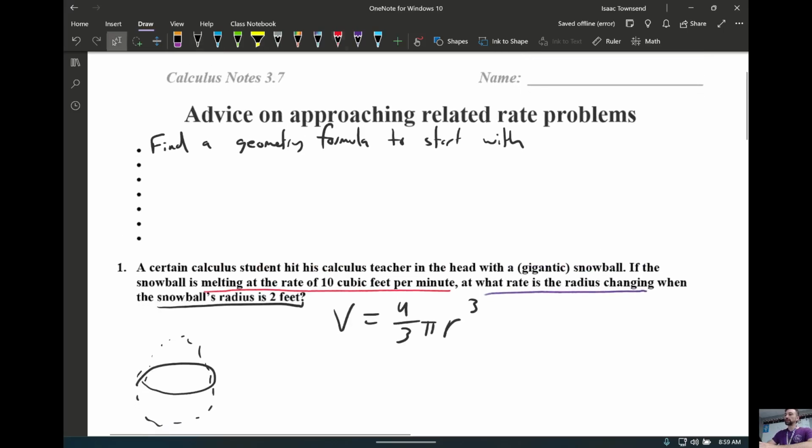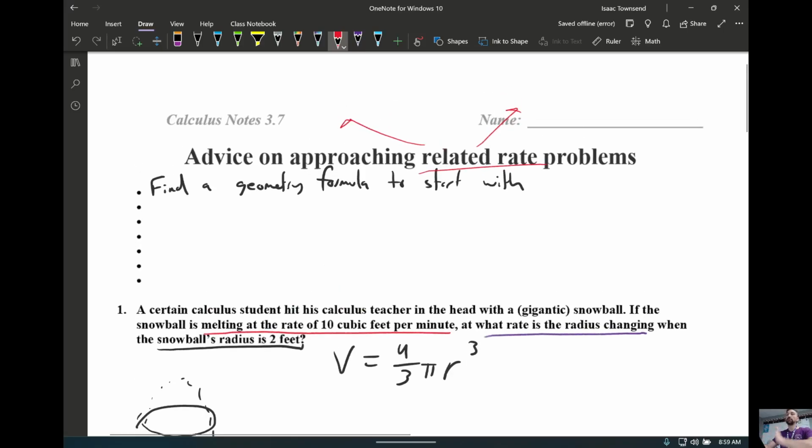So related rate, make sure you add this. Related rates are when you take the derivative of something with respect to t, time. As time moves, time is the variable we're interested in here.